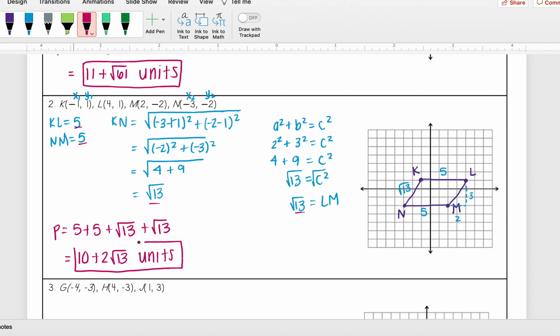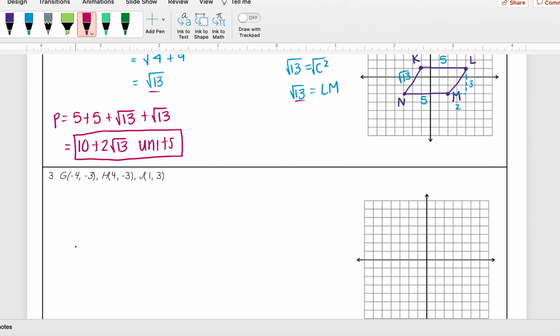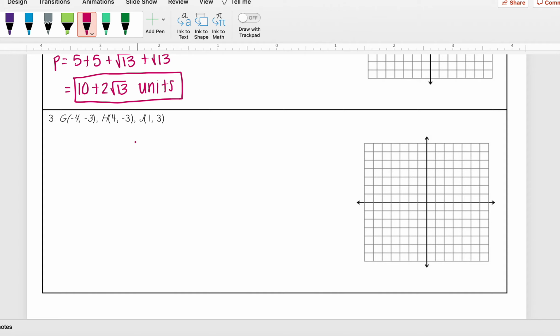Okay, let's look at one last one. So here I have G, H, J. So I know I'm going to get a triangle for this one. G is at -4, -3. So 1, 2, 3, 4, 1, 2, 3. H is at 4, -3. So 1, 2, 3, 4, 1, 2, 3. And then J is at 1, 3.